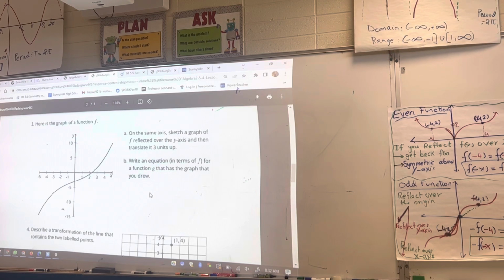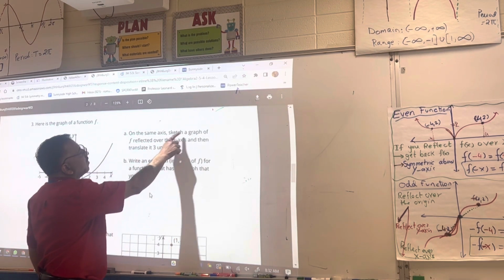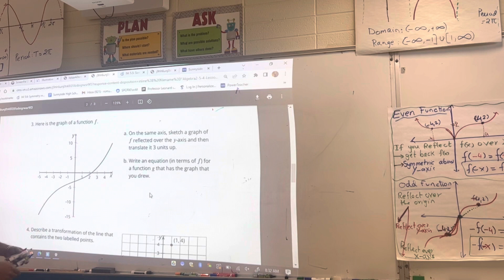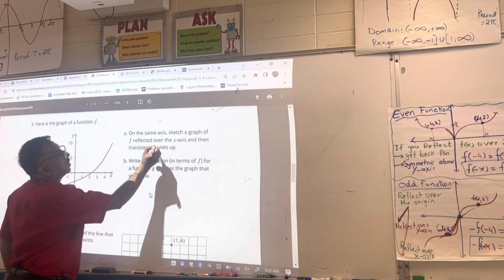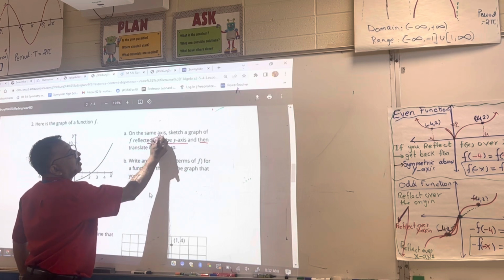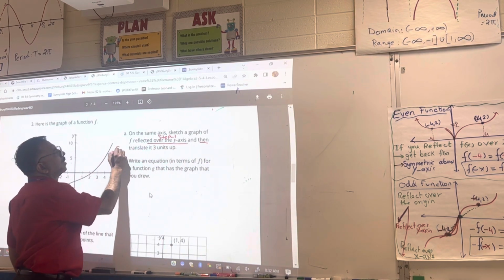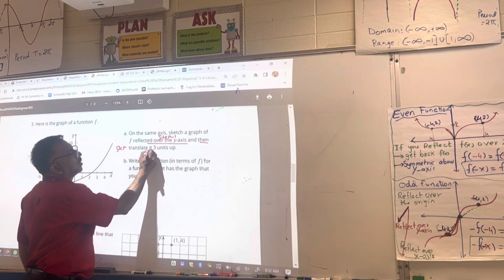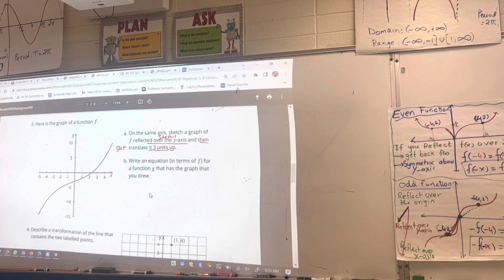Watch this. Here is the graph. You just look at it, you know what's happening, and it says, on the same axis, sketch the graph of f reflected over the y-axis. Everybody's eyes on the board. I have to reflect this over the y-axis. And then there are 2 parts. Step 1 is you first reflect over the y-axis. Then step 2 is you have to translate 3 units up. Okay, and then also you're supposed to write, watch this.